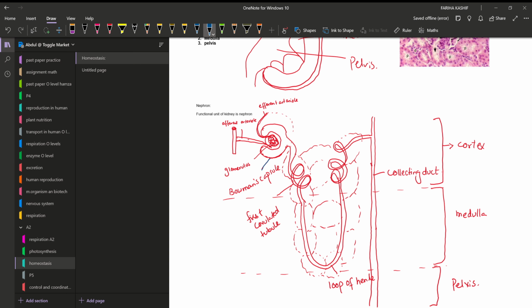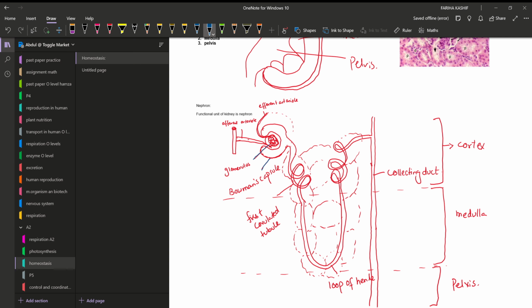Now, the artery will break down into arterioles and then arterioles will break down into capillaries. This bunch of capillaries is known as what? Glomerulus. You have to remember these names. So what is the first part of the nephron? It is Bowman's capsule, and within the Bowman's capsule there lie fine capillaries, and these capillaries are known as glomerulus.